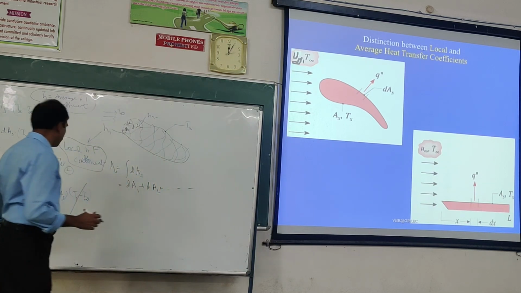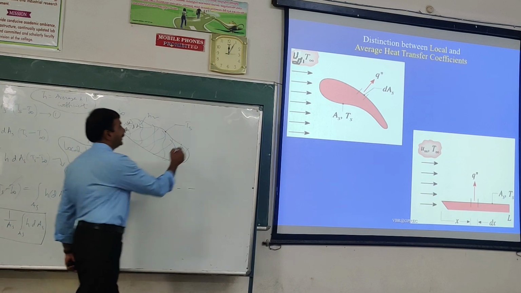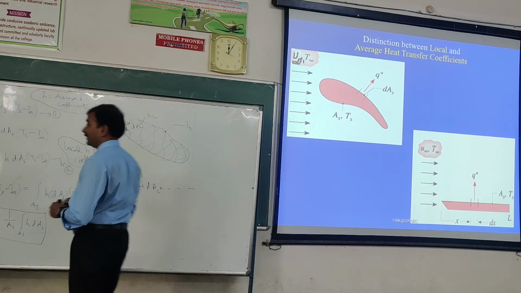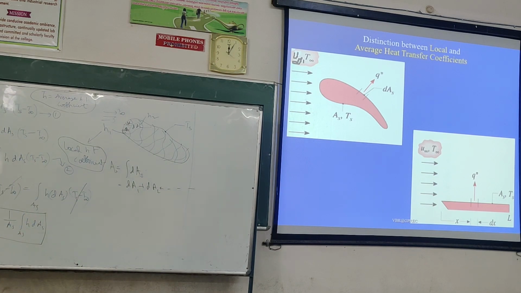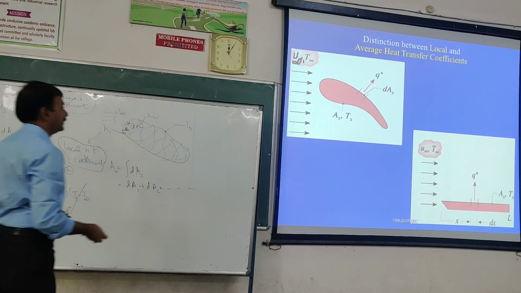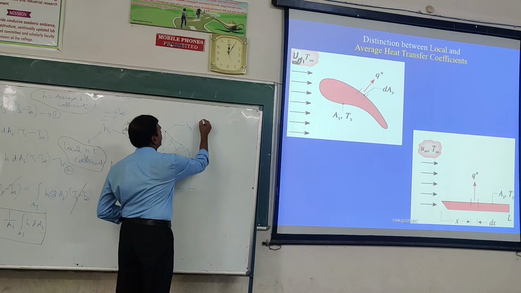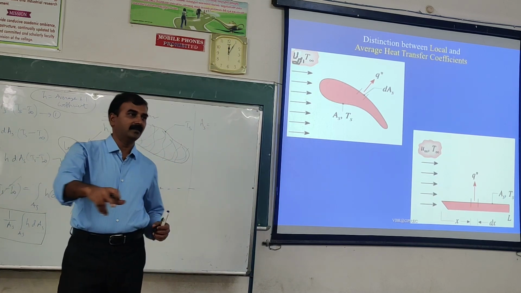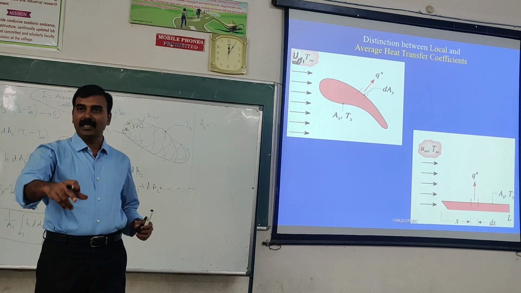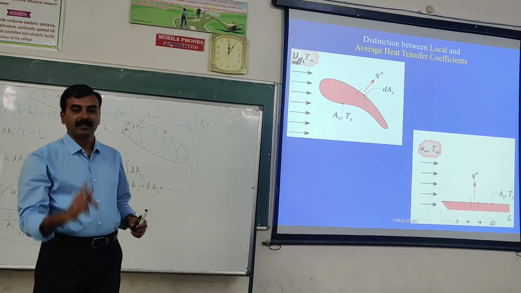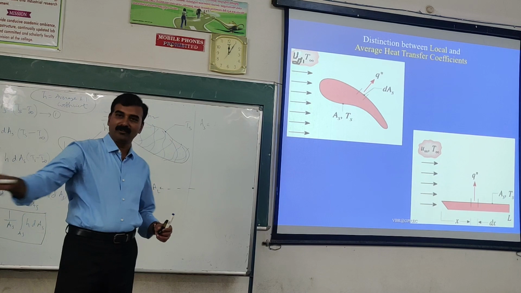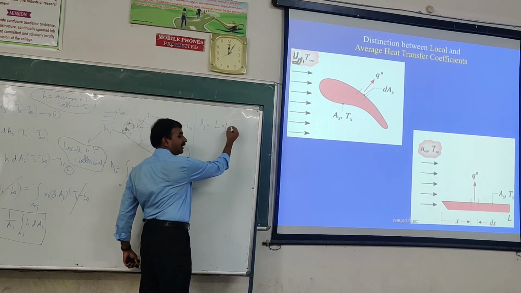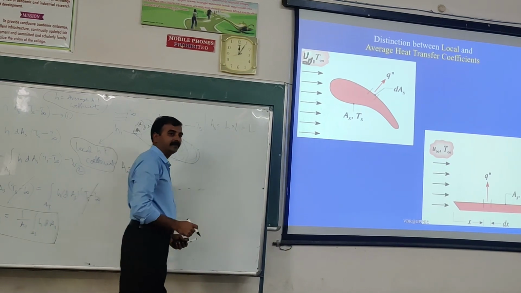what happens to this area? AS will be equal to, see again take the case of the tabletop, length is L, I am saying the width is 1 unit, that is 1 meter. So what will be the area? Length into width. So that is L into 1 is equal to L.